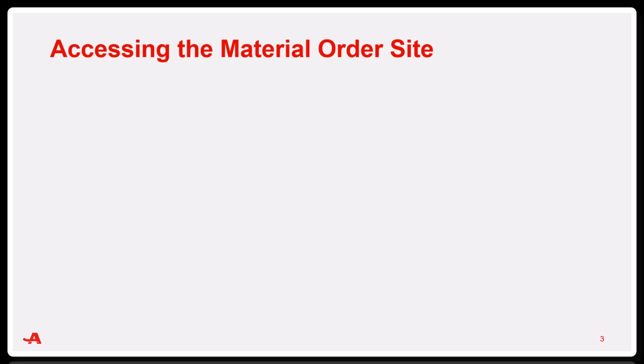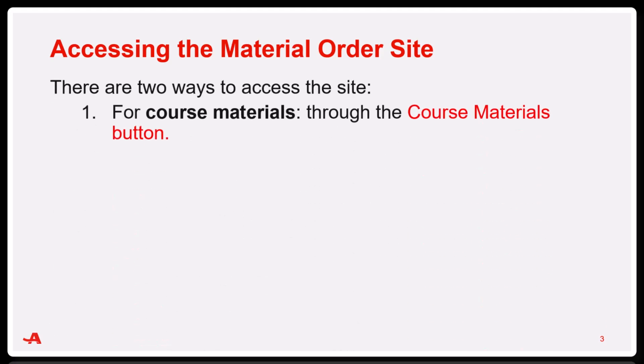First things first, how do we get to the material ordering site? Well, there are two ways to access the material ordering site depending on what you're ordering. If you're ordering course materials, you will access the ordering site through the Course Materials button on the course page. When accessing the site for course materials, you will only see the course materials catalog, and we'll talk about catalogs in a minute.